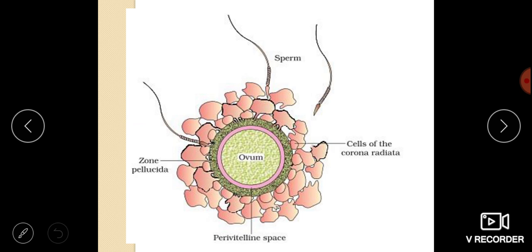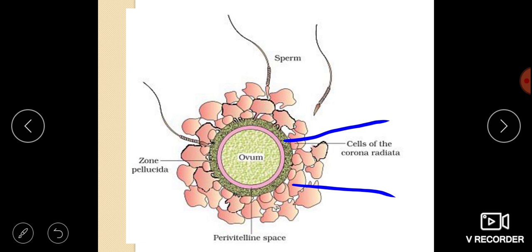See, this is the structure of the ovum, where you can see the cells which are radiating around it. This forms the corona radiata. These corona radiata cells are glued by a chemical substance which is known as hyaluronic acid. Now, this is the ovum. You can see the dark green lining here. This is the zona pellucida, and inner, the pink one, is the vitelline membrane of the ovum.